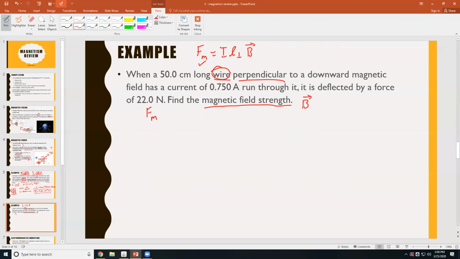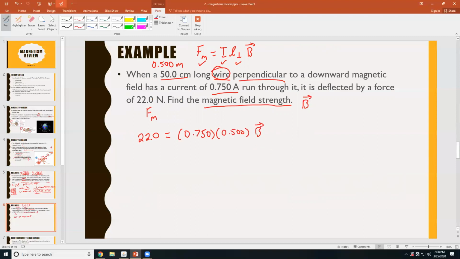Notice we have our magnetic force. We actually also have I again, which is your current, we have that. And we also have the length of our wire perpendicular. It actually gave this all to us. Now the only trick here, of course, is the length of the wire shouldn't be in centimeters, it should be in meters, but that's easy enough to convert. You just divide it by 100. That gives us 0.500 meters. Anyway, let's throw our numbers into this formula that I put up here. Fm, of course, is 22.0. That equals I, which is 0.750, times L perpendicular, which is 0.500, and B with an arrow is what we're looking for.